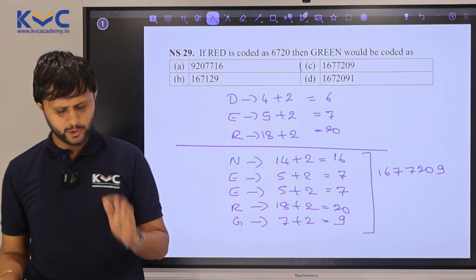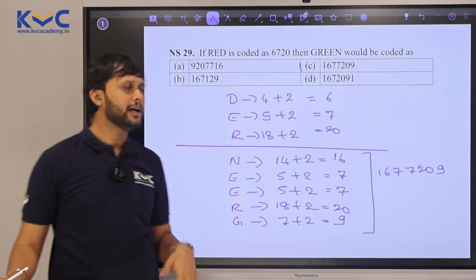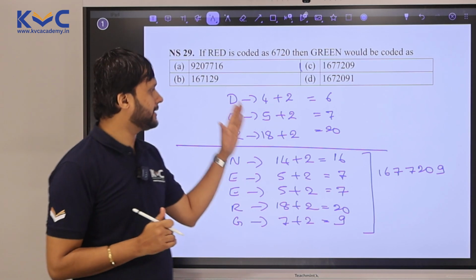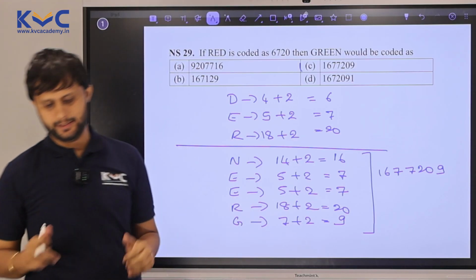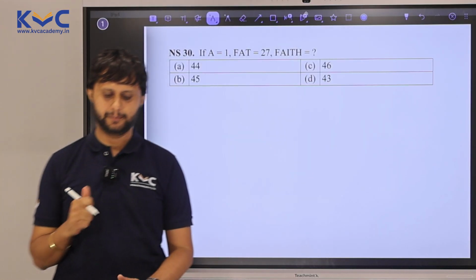1677209. That's question number 29. I hope it's clear. Here what we have done is we have taken the letters and then we have added 2 to it. Great. Question number 30.